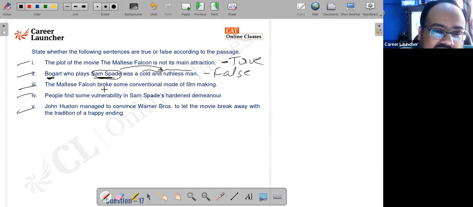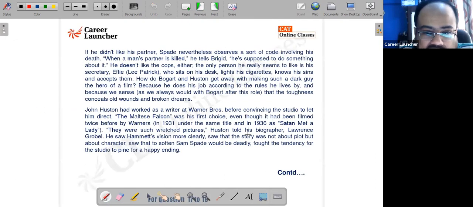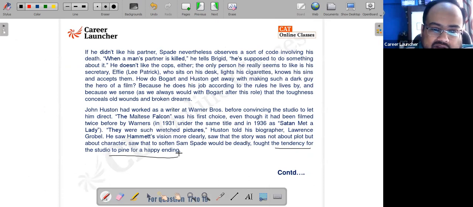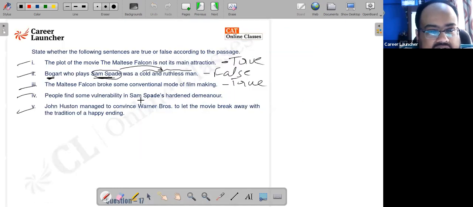Third one says the Maltese Falcon broke some conventional mode of filmmaking. This is true. Where do I know this from? I know this from somewhere over here. It says it fought the tendency of the studio to pine for a happy ending. So generally, maybe stories have a happy ending, but in this case, it did not. And they fought the tendency to pine for. To pine for means to support. So they fought the tendency to support a happy ending. So this did not have a happy ending, so it broke some conventional mode of filmmaking. That is why they had to fight it. So this is true.